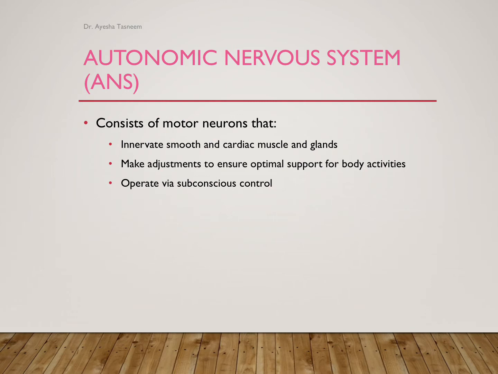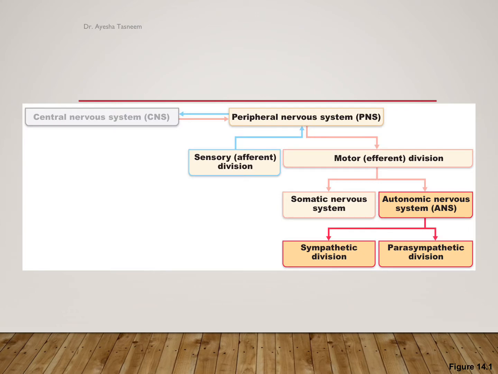Now we come to the autonomic nervous system. Autonomic nervous system consists of motor neurons that innervate smooth muscles, cardiac muscles, and glands, and make adjustments to ensure optimal support for the body activities, and operate via subconscious control. Autonomic nervous system is also known as involuntary nervous system or general visceral motor system. It is subdivided into sympathetic and parasympathetic division.